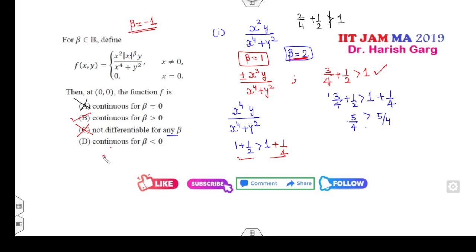Then the numerator expression becomes x raised to power 1, y, over x raised to power 4 plus y square. So clearly this is not differentiable. This is not continuous. Why? Because the degree of the numerator is less than the degree of the denominator. Otherwise, you can also see 1 over 4 plus 1 over 2, is it greater than 1? No. That means the function is not continuous. B is the right answer of the problem.